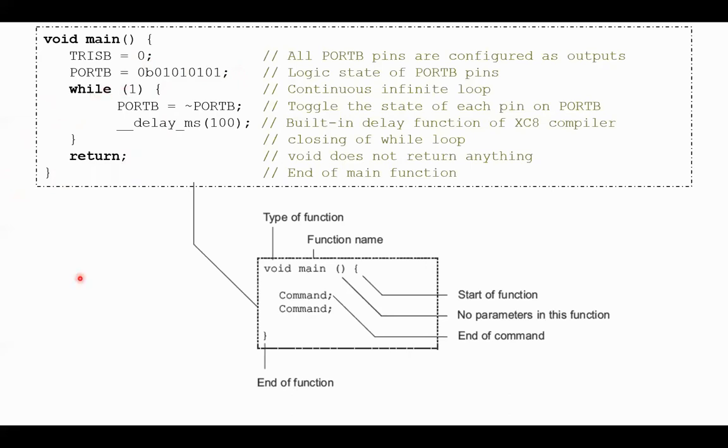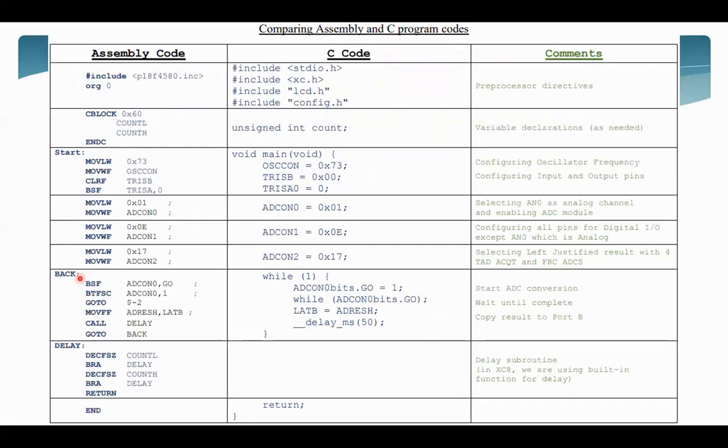Okay, so this is the basic structure of a C program, and this example shows you a comparison between assembly code and C code. So previously we have seen the assembly program for the analog to digital converter.